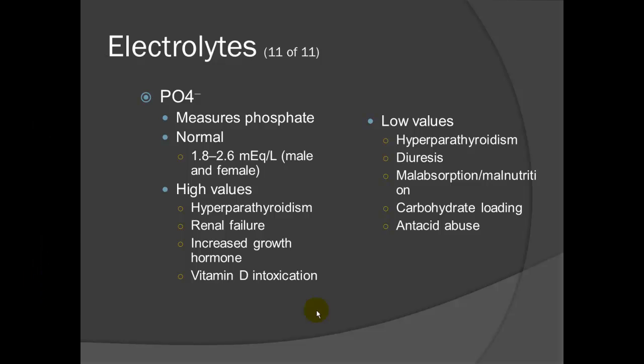Phosphate measures phosphate. Normal is 1.8 to 2.6 milliequivalents per liter in male and female. High values: hyperparathyroidism, increased growth hormone, renal failure, vitamin D intoxication. Low values: hyperparathyroidism, diuresis, malabsorption or malnutrition, carbohydrate loading, or antacid abuse.